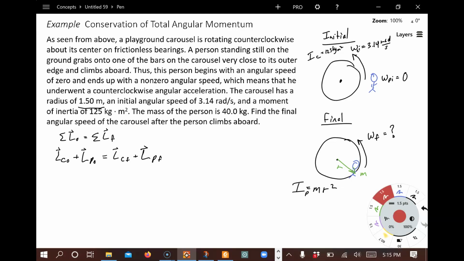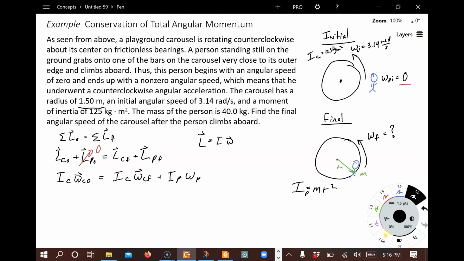Now we do have a zero value here for the person in the beginning. Recalling that angular momentum is moment of inertia times omega, then for the person in the beginning, that angular momentum is zero because they're not rotating to start with. Now we can write down that same equation. So this is for the carousel, and this is their angular velocity in the beginning. It's going to be equal to I for the carousel times omega for the carousel final plus I for the person times omega for the person final.